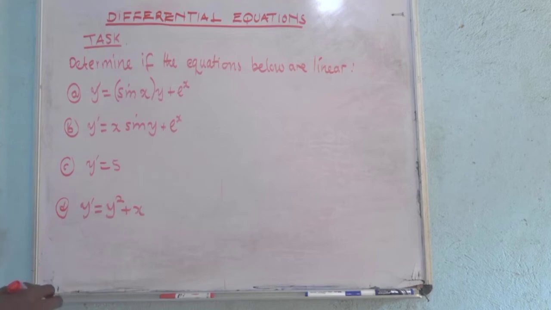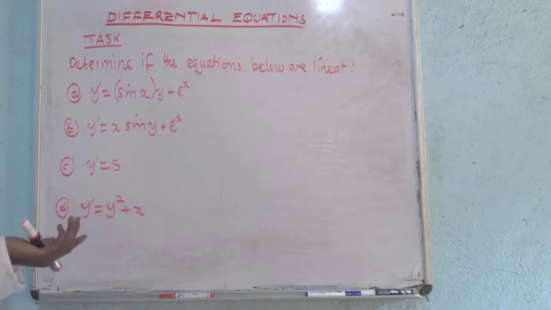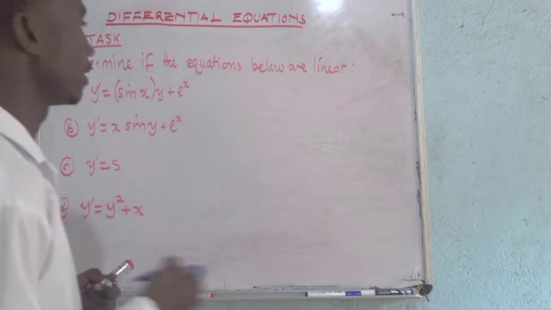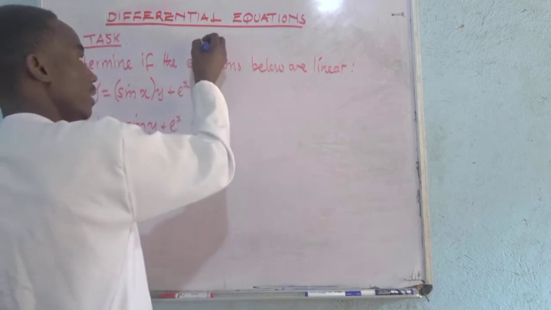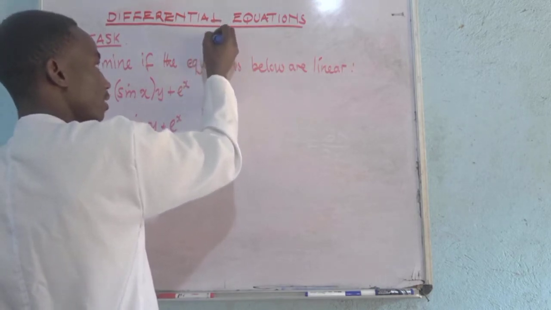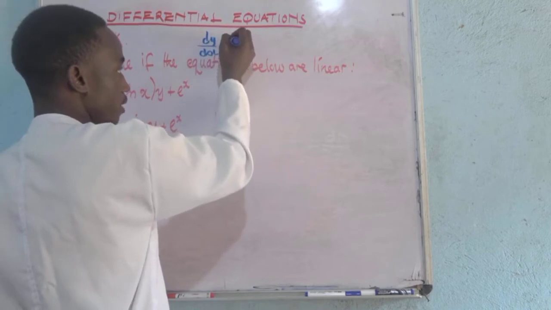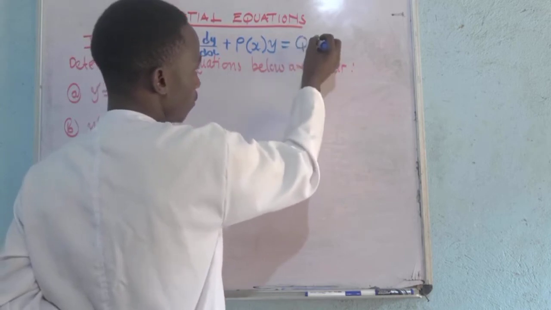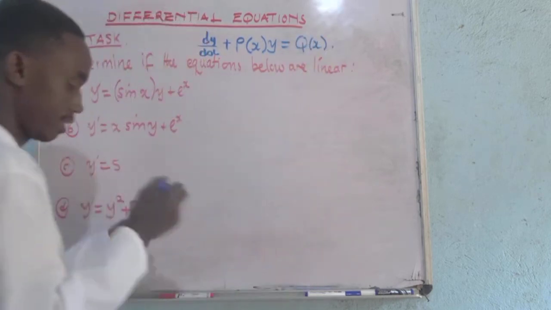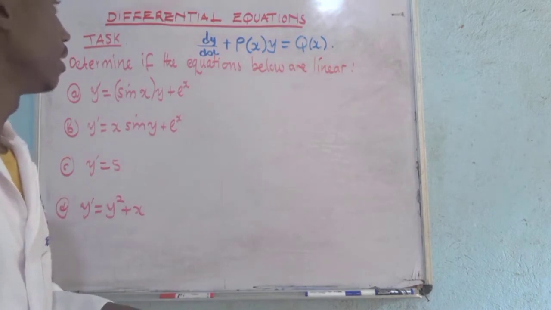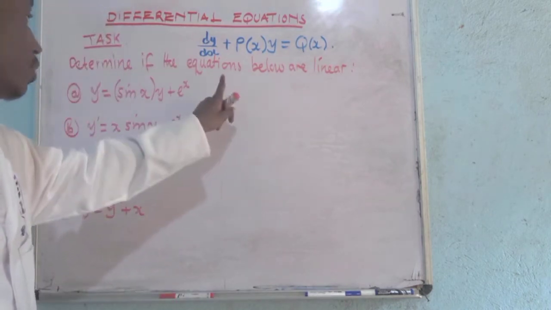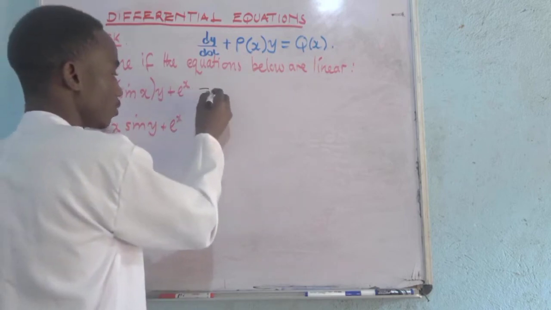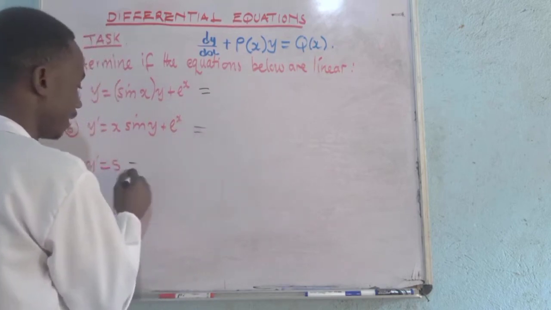Alright, so this is just a few differential equations. Here you just need to determine whether or not the following equations are linear equations. The first thing you need to know is how a linear equation looks. A linear equation is one that looks like dy/dx plus p of x multiplied by y being equal to q of x. This is how a linear equation looks, so you need to determine from all the given equations whether or not they are linear.